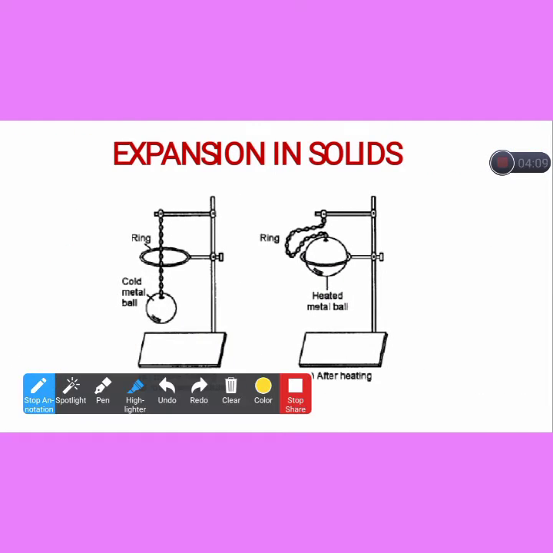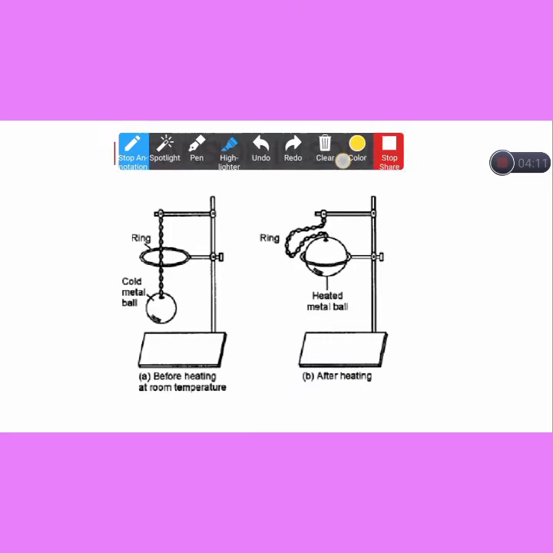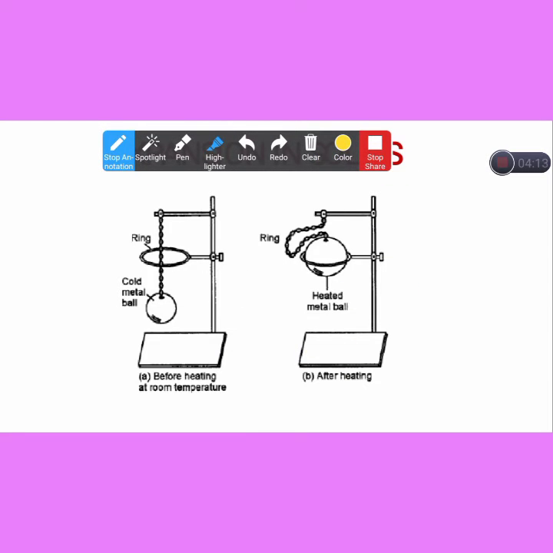This is an activity to know how solids expand on heating. There was a cold metal ball which could pass through the ring, but when we heated the metal ball, it expanded and could not pass through the ring.